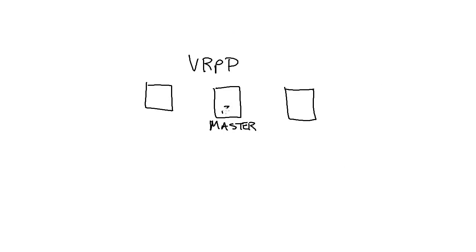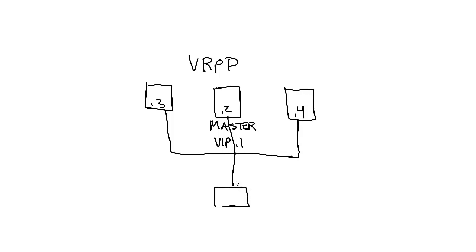So let's say we have 3 switches with VRRP, which is non-proprietary. In VRRP, one router is elected as the virtual router master, and the other routers are acting as backups in case the virtual router master fails. So in this case, the master has been elected. Dot 3 and dot 4 will serve as backups to dot 2.